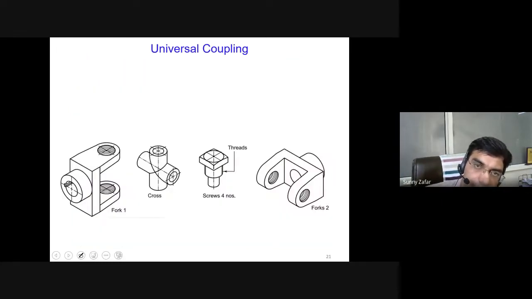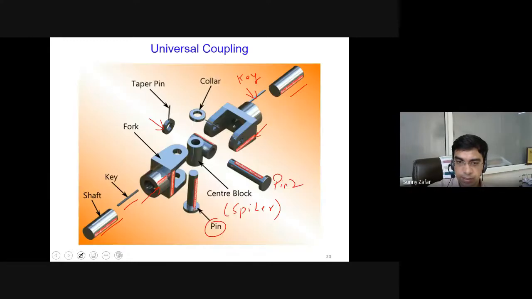If we look at the universal coupling from the perspective of threaded fasteners, then there have to be threads, both the internal threads and the external threads, present on the screw. So universal coupling is available in both forms: unthreaded, when you use the pin, and in case it is threaded, a screw will be used.